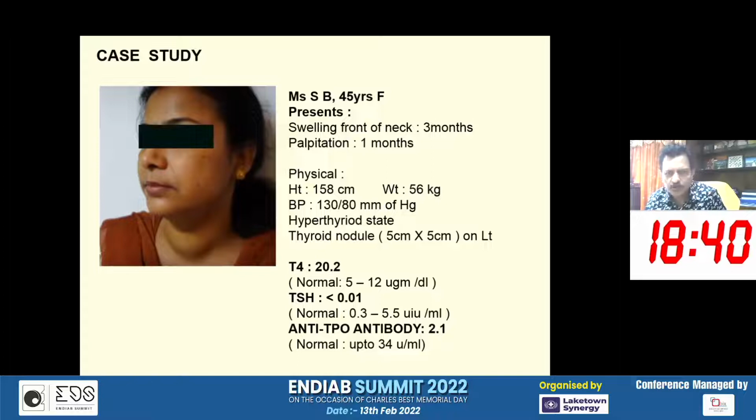She looks a little bit in the hyperthyroid state. There was a thyroid nodule on the left side. And if you look into the biochemical evaluation, you can see this patient has got overt hyperthyroidism with antibody negative. So it indicates that we are not dealing with any autoimmune thyroid disease. Rather, there is a condition of hyperthyroidism which is not associated with autoimmune thyroid disease.